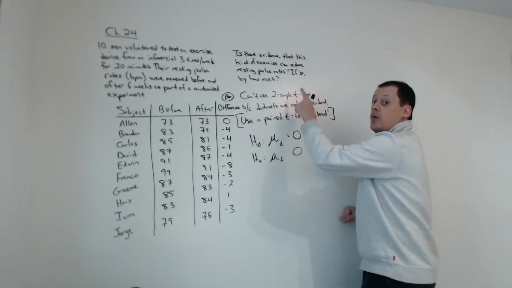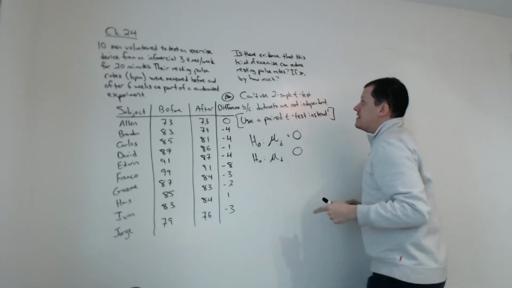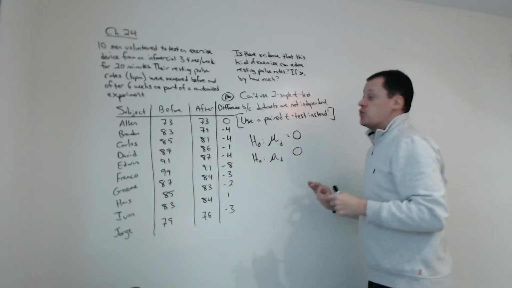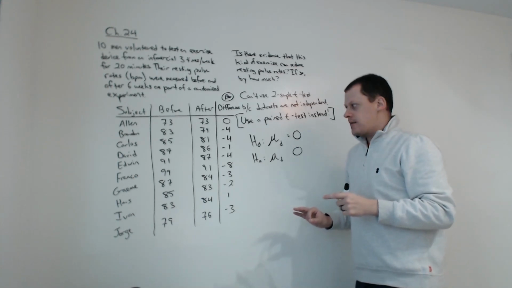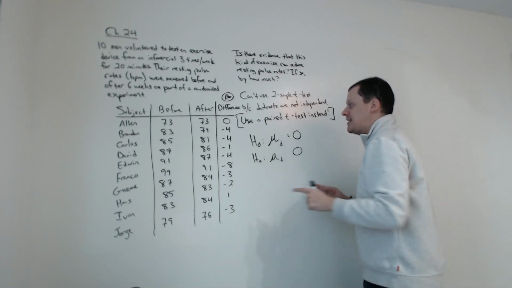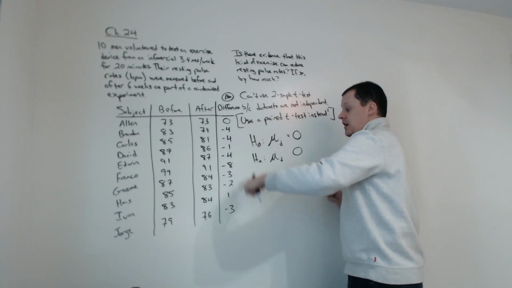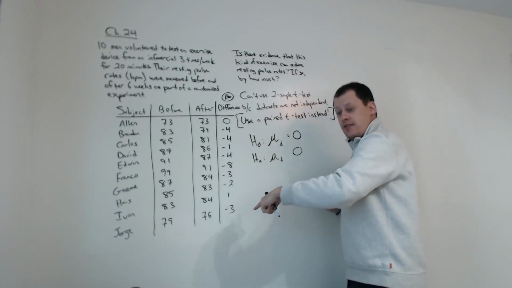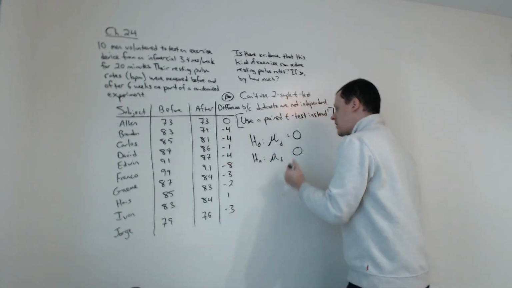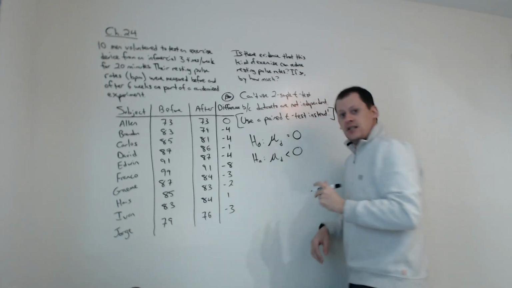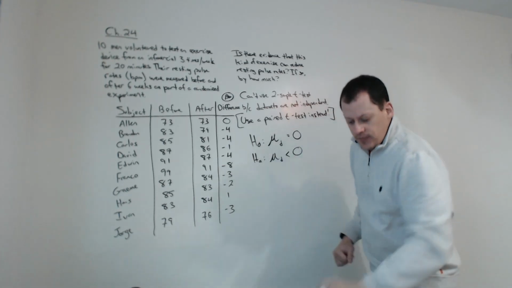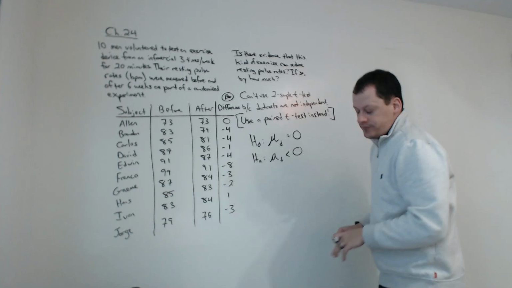I'm looking up at the question. Is there evidence that this kind of exercise can reduce resting pulse rates? So ideally what we would like to see here is a negative value for the difference, since we did after minus before. So we actually want this to be less than 0. Less than 0. Okay.